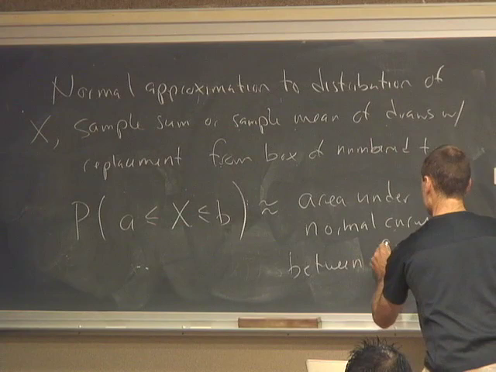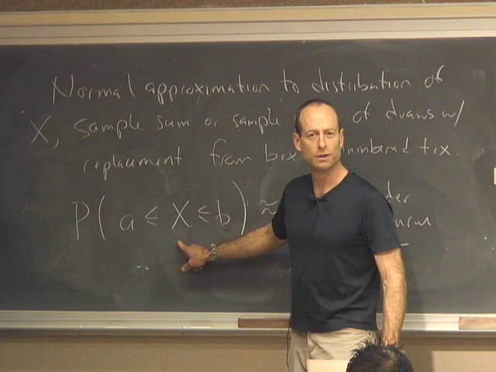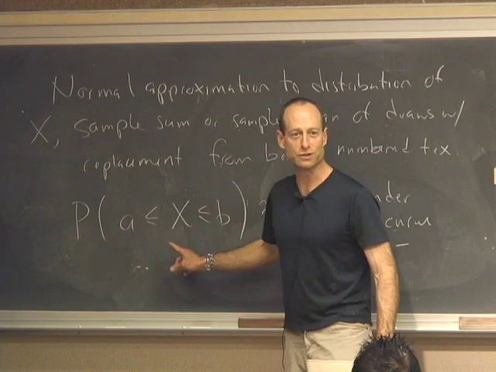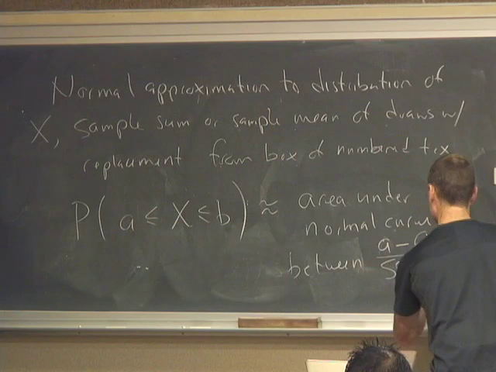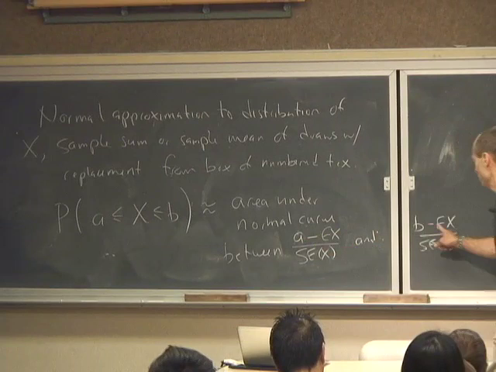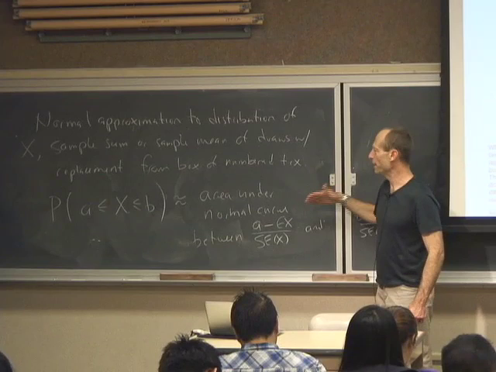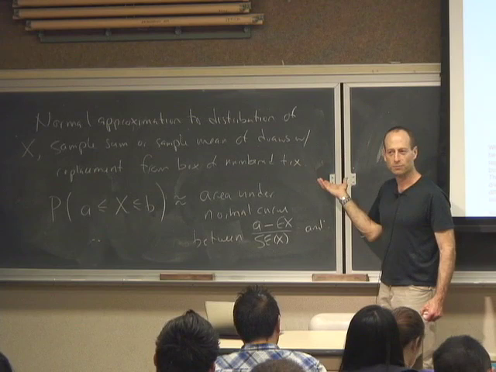Is A a random variable? A is a constant. We're talking about values of this random variable. Okay. So we want to convert A as a value of X to standard units. So it's A minus the expected value of X over the standard error of X. And B minus expected value of X over the standard error of X. Okay, so this is A converted to standard units. This is B converted to standard units because we're talking about the random variable X. It's standard units of X that we care about. Okay. And this approximation gets better and better and better the larger the number of draws is.